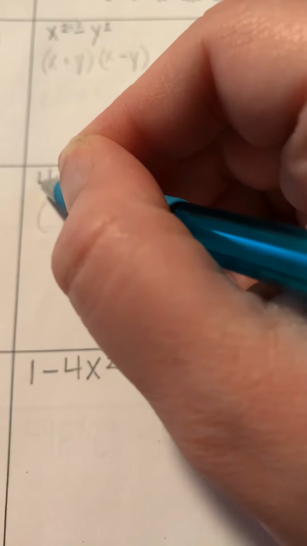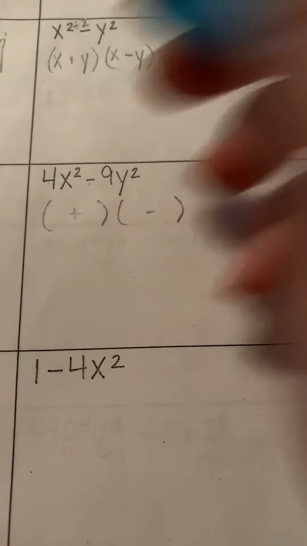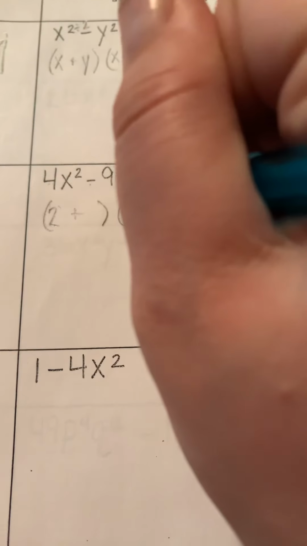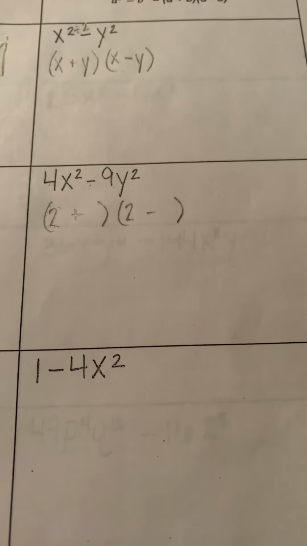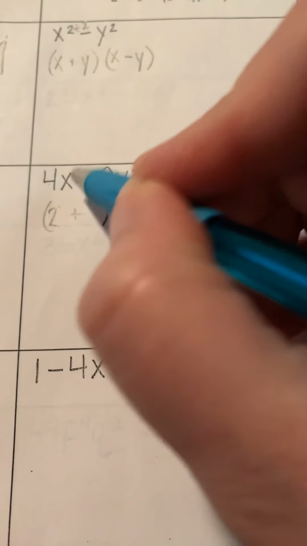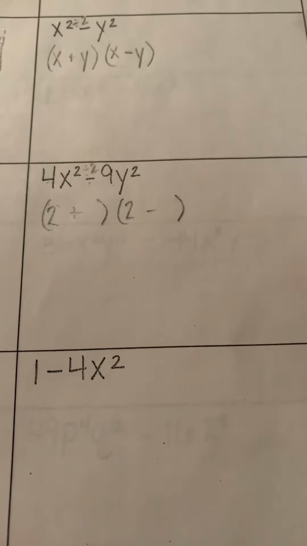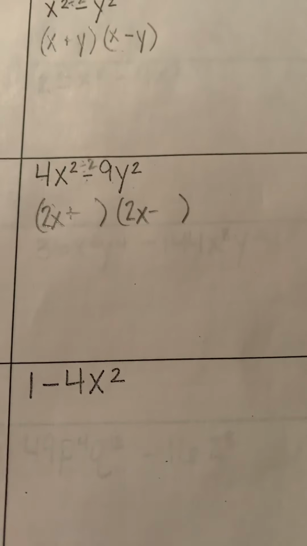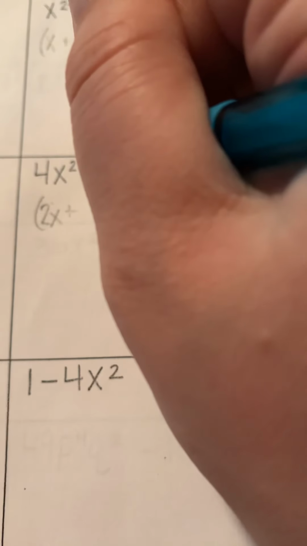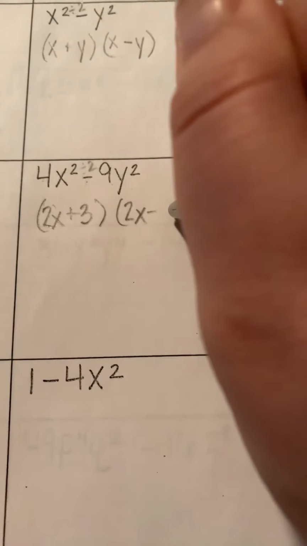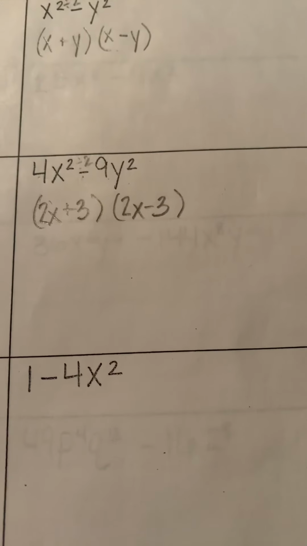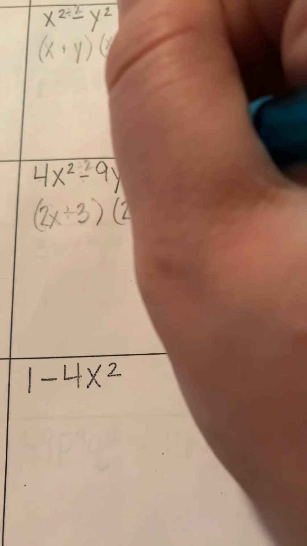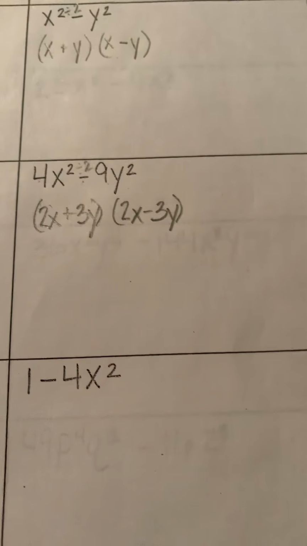The square root of 4 is 2. So a 2 goes here, a 2 goes here. The square root of x squared, again, just divide your exponent by 2, so you get 1. So an x goes here, and x goes here. Square root of 9 is a 3. Your 3's go in the second spot, and the square root of y squared is just y. So y and y.